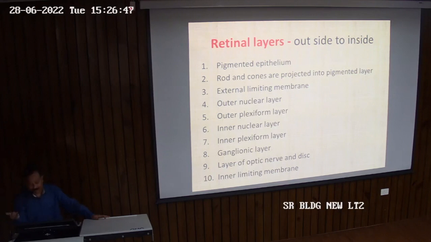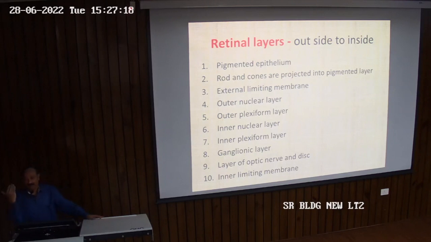From the outside, the first layer is the retinal pigment epithelium. Second is the layer of rods and cones which project into the pigment layer. Third is the external limiting membrane. Then there is the outer nuclear layer, outer plexiform layer, inner nuclear layer, inner plexiform layer, ganglion cell layer, layer of nerve fibers, optic nerve fibers which converge onto the disc, and the inner limiting membrane.